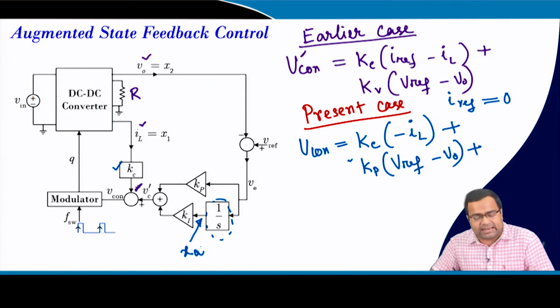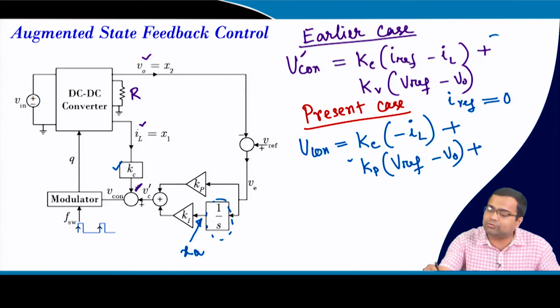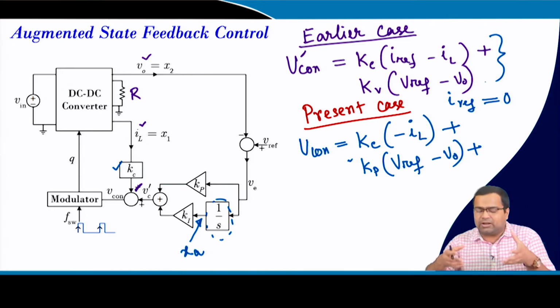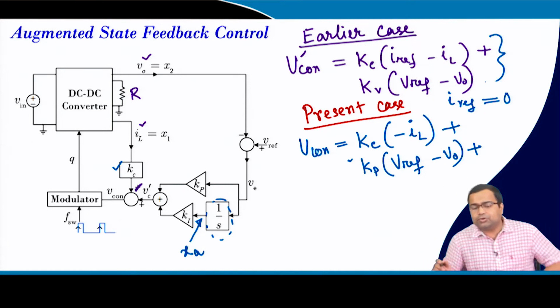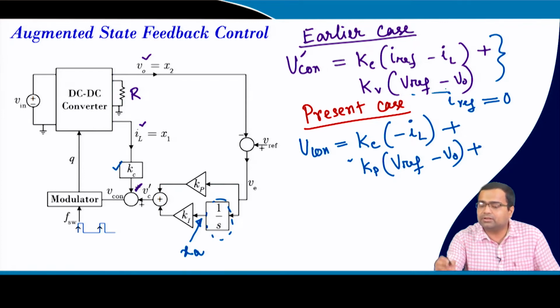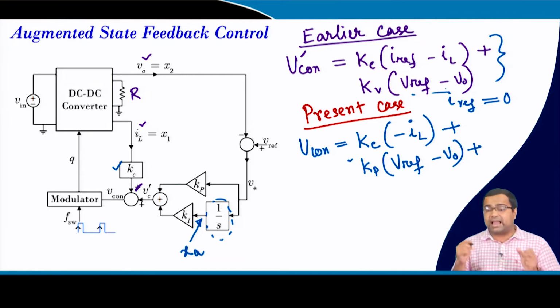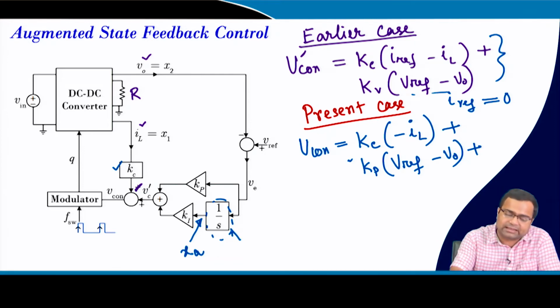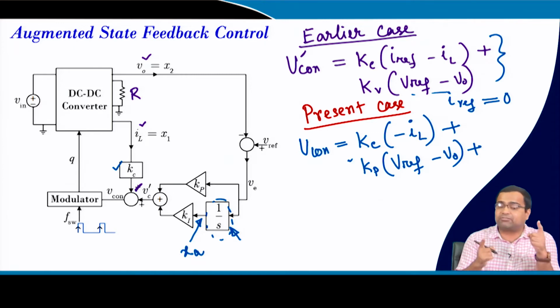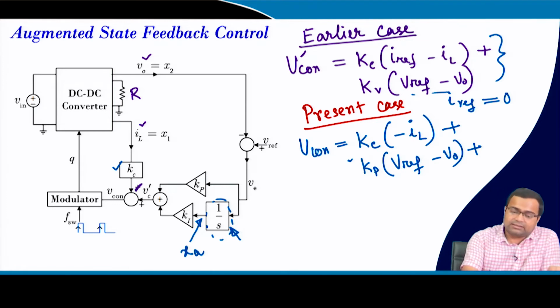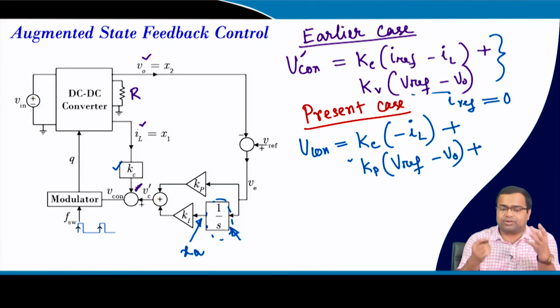First of all, why do we need an integrator? Because in the earlier case, if we want to track a step reference in the output voltage, a step change in the output voltage, we cannot ensure 0 steady state error, because there is no integral action. Now, in order to track the output voltage accurately, we need to introduce an integral action, and that is introduced after the error voltage. Once you introduce an integral action, this increases the order of the system, because one integrator increases the order by 1.